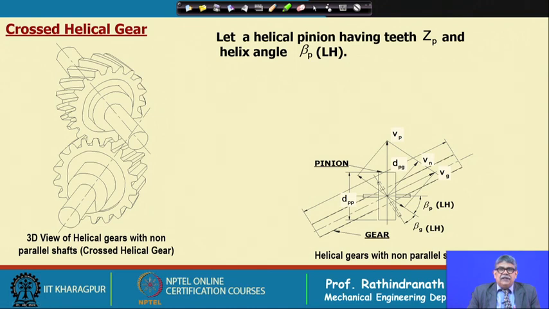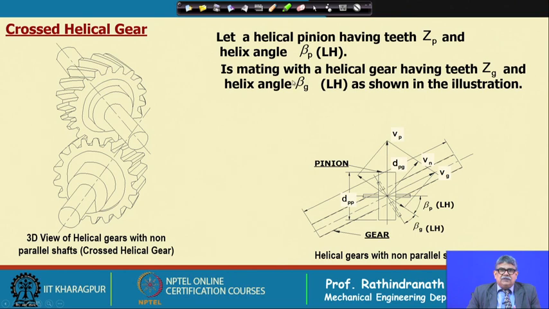Now, let a helical pinion having teeth number ZP and helix angle beta P, which is left hand, as we see in the figure left hand side 3D view. The top one is the pinion and bottom one is the gear. It is meeting with the gear, which is at the bottom, having teeth number ZG and helix angle beta G. This is also left hand as shown in the illustration.